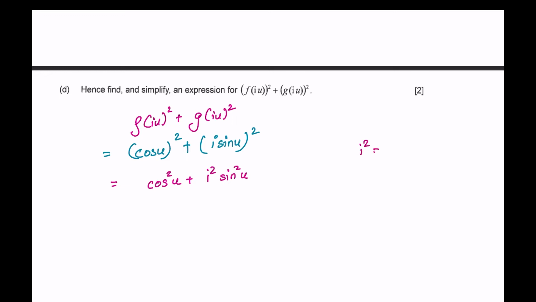Now we know that i squared has a value of -1. It becomes cos squared u minus sin squared u. Cos squared u minus sin squared u becomes cos 2u. And that is the final answer to this question. That is the simplest expression that's possible.